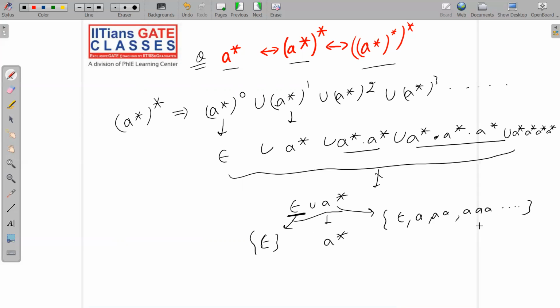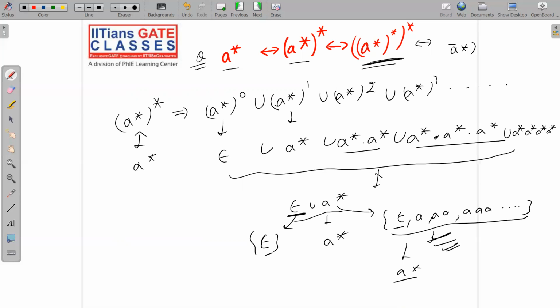Now, if you apply the union of all these, null is already present here. So the union of these two will be this thing only. So this thing is nothing but A star only. So you will get A star star, and A star star is nothing but A star only. Now similarly, you can prove this thing also. So you can apply any number of stars. It hardly matters to me.